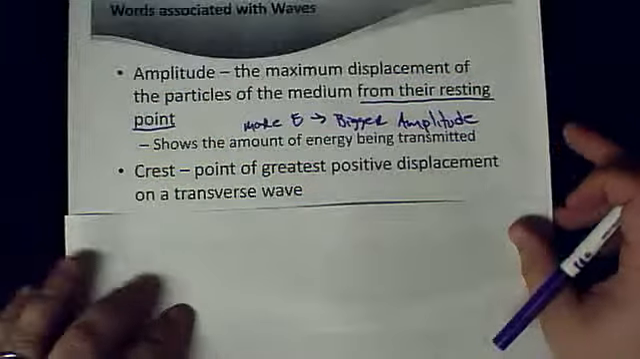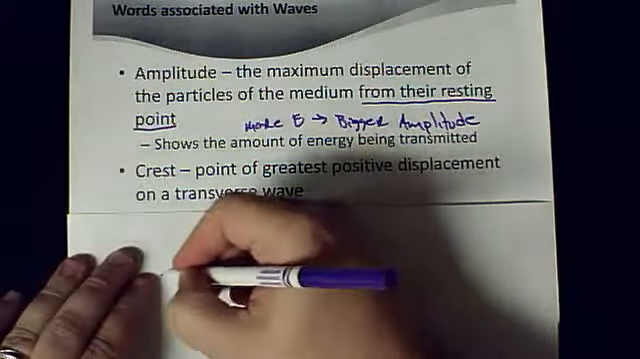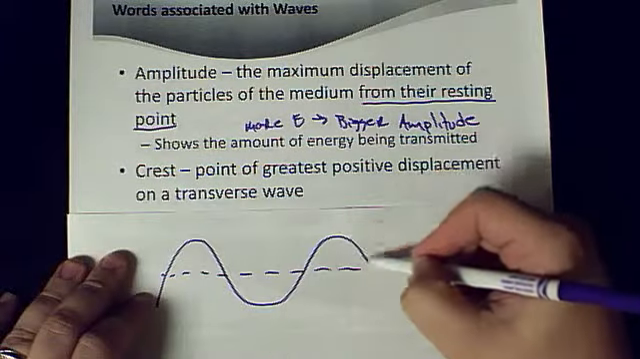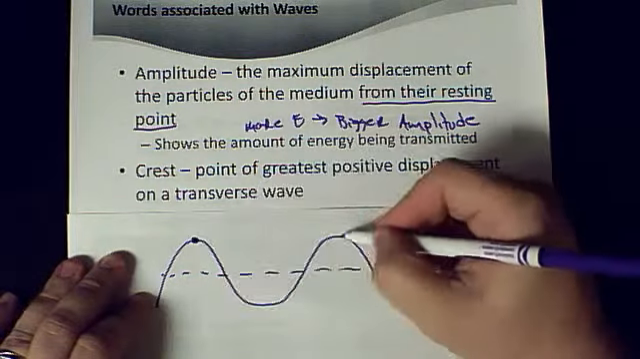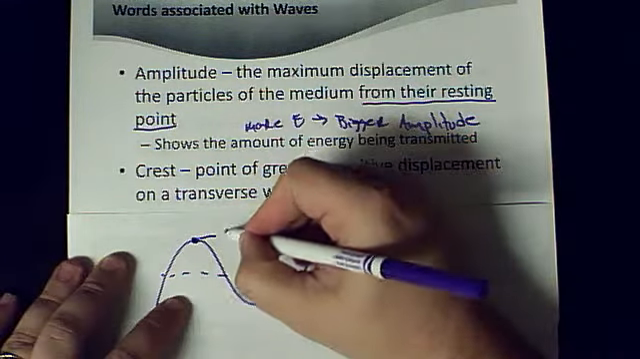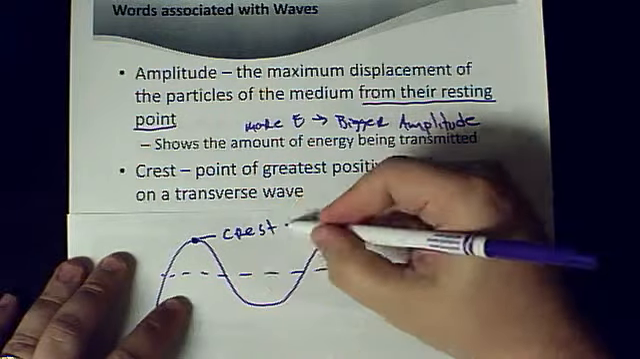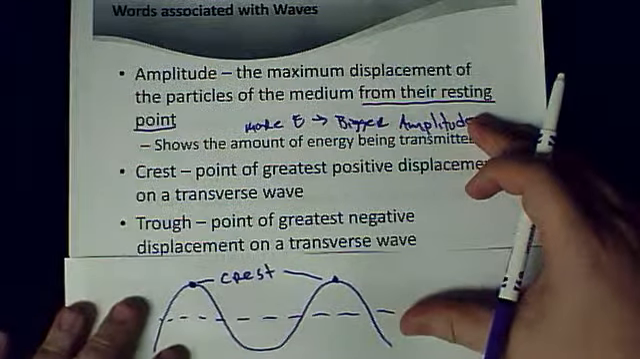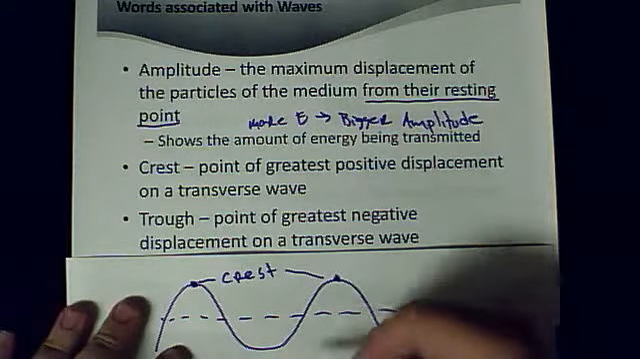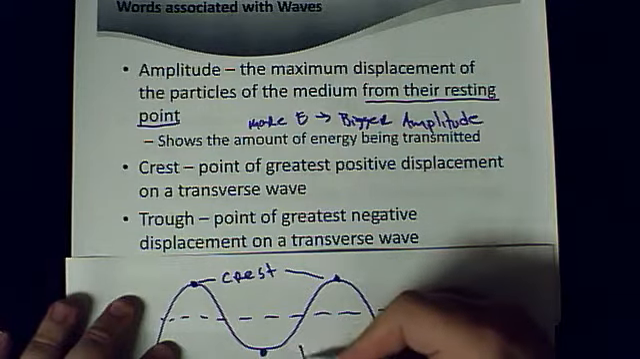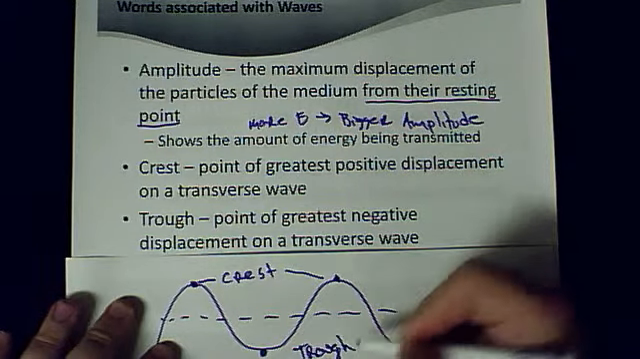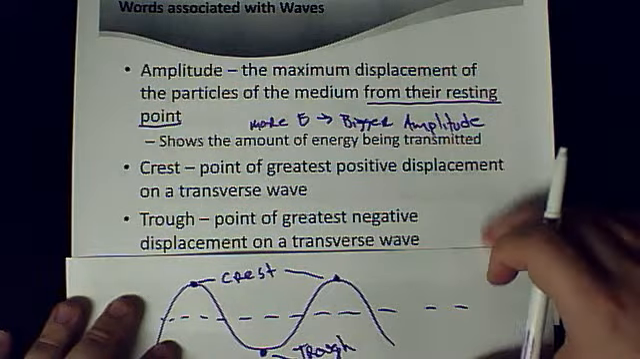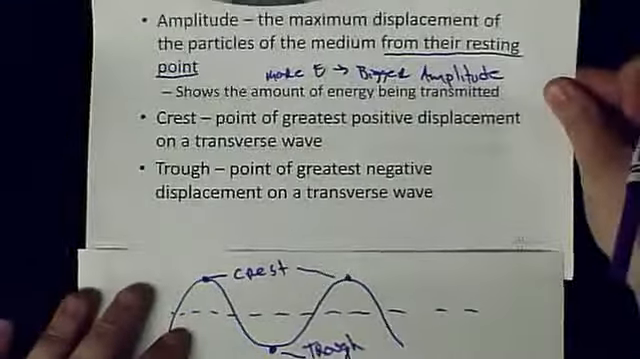Crest is the point of greatest positive displacement on a transverse wave. So again, if I draw another transverse wave here, and it goes like this, the crest is going to be the tops of the wave. These are your crests. Alright, the crest is the top. The trough is the point of greatest negative displacement, so it's the lowest point of your wave. Some people call them peaks and valleys. So that's your crest and your trough.